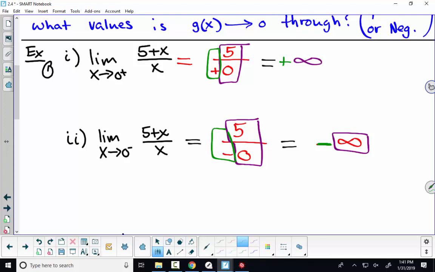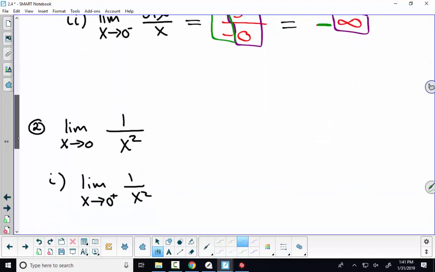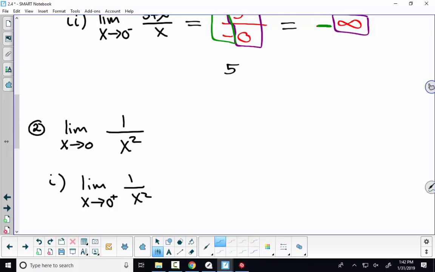Okay, with the plus, yeah. If you want to write it out like this instead, the numerator's approaching 5, the denominator's approaching 0 through positive values of 0, it's kind of the same thing. I don't really care where you put that, just as long as you know that you're approaching 0 through positive or through negative values. That's one of the most crucial things when we're computing these limits. We have to know what values we're approaching 0 through.